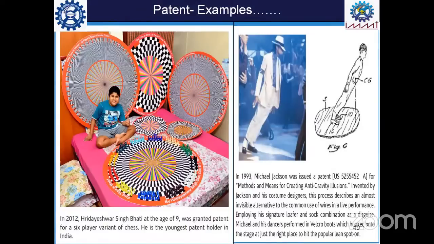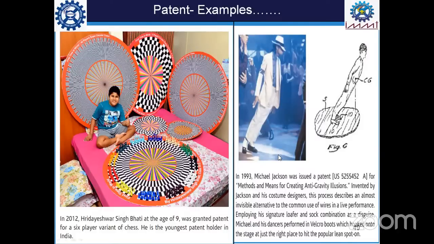Few more examples to add to the list. He is one of the youngest patent holders of our country, Hrideshwar Singh Bhati. He could come up with 6 variant player chess. 6 people can play chess at a time in 2012. By 2019, he could come up with 64 variant player chess.